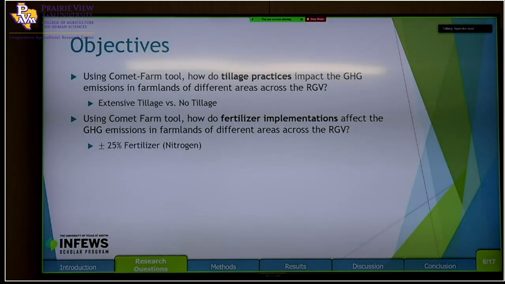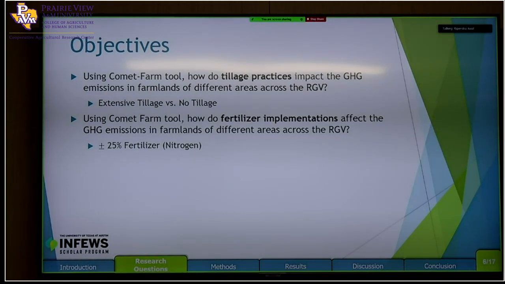So the objectives of this study are to use the Common Farm tool to see how tillage practices impact greenhouse gas emissions in farmland across the Rio Grande Valley. I will be using extensive tillage versus no tillage and seeing what role that plays.